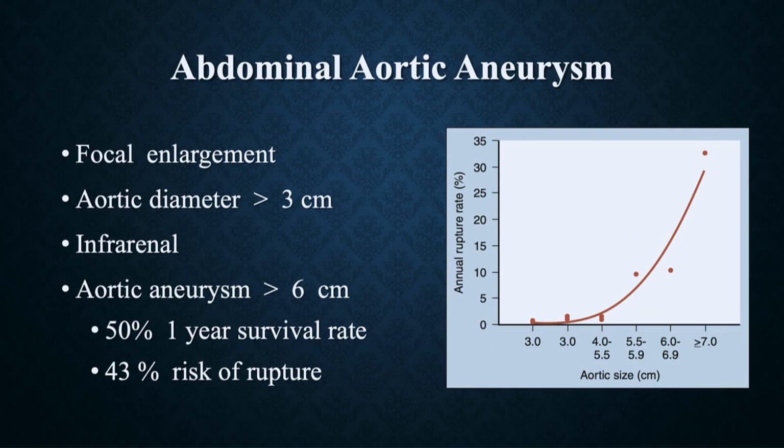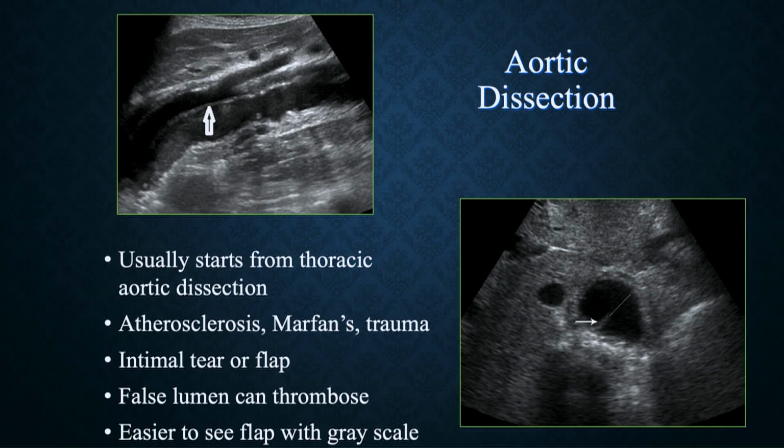And as you can see here from the chart, the rupture rate increases with increasing size. We say after 5 centimeters, the patient is a candidate for surgery. Once the aneurysm is greater than 6 centimeters, 50% 1-year survival rate, 43% risk of rupture. And of course, these aneurysms are typically infrarenal.